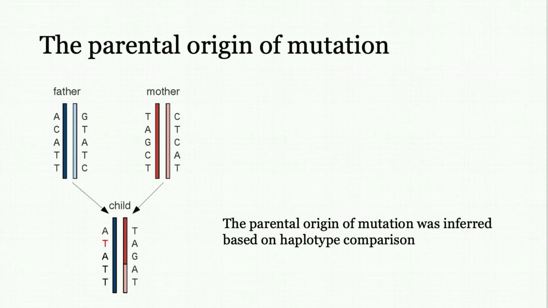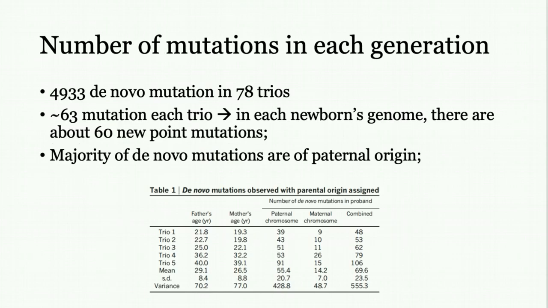And then in total, in the 78 trios, they observed about 5,000 mutations. If you take an average, in each trio, they observe about 60 new mutations. So basically, in every newborn, in their genome, we expect to find about 60 new mutations. And here we only talk about point mutations, we didn't pay attention to insertions, deletions, or other large-scale structural changes.